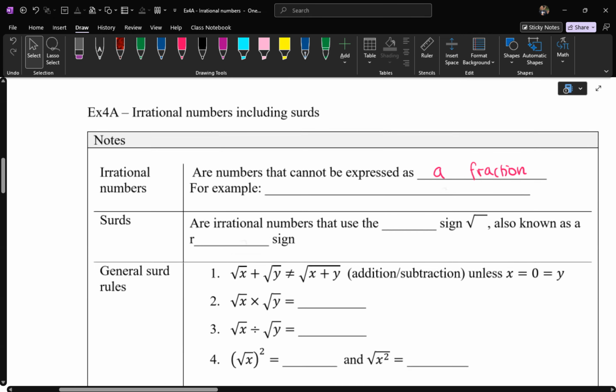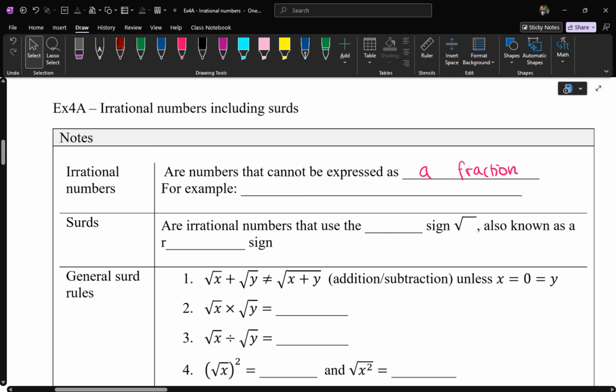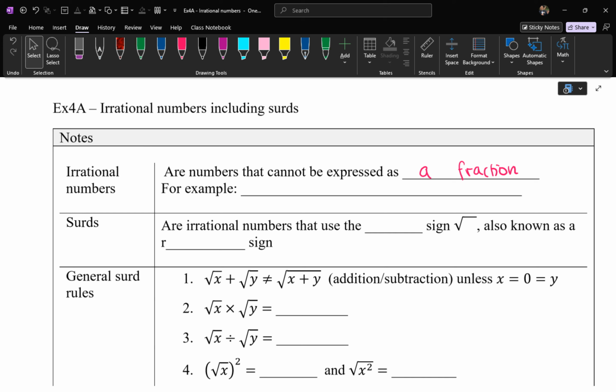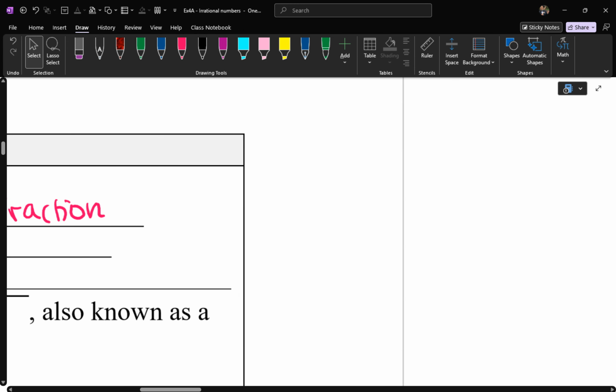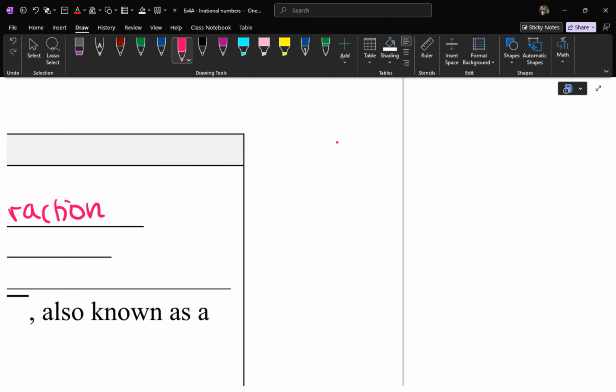Fun fact, Pythagoras was not a fond believer of irrational numbers. He killed one of his followers because they believed that there was such a thing as irrational numbers. Just to give you a bit of a picture, because it was frowned upon. It's almost like saying, wait, shh.